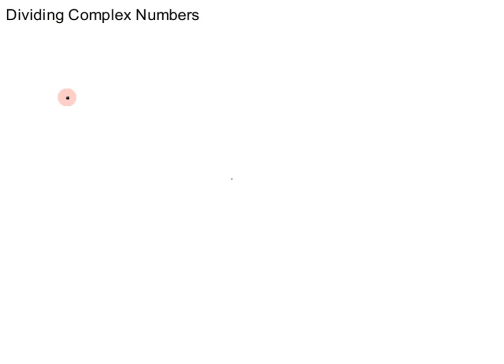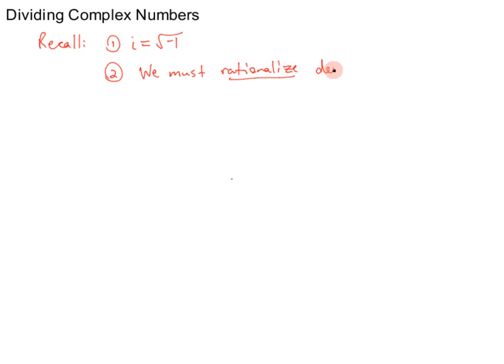Okay, so dividing complex numbers, you have to remember that i is a square root. So I'll write that first. i is basically the square root of -1, so it's a square root. That means we must rationalize denominators with square roots, right? So anytime you see a square root in the denominator, you must rationalize it. So anytime you have i in the denominator, you have to fix it somehow. So that's what we're going to focus on here.